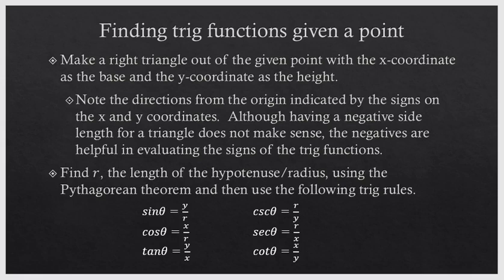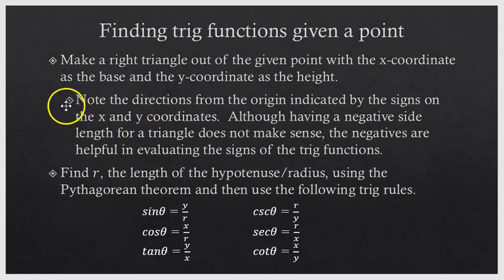Now we'll look at how you can be given an ordered pair or a coordinate and then evaluate all of the trig functions based on that x and the y value. So first, make a right triangle out of the coordinate you were given. The x-coordinate will be the base of the triangle and the y-coordinate will be the height of the triangle. Make sure that from the point you are drawing a vertical line to connect to the x-axis and then a diagonal line from the point back to the origin. That should create the shape of your triangle. Don't connect it to anything else. It's always connected to the x-axis and the origin.